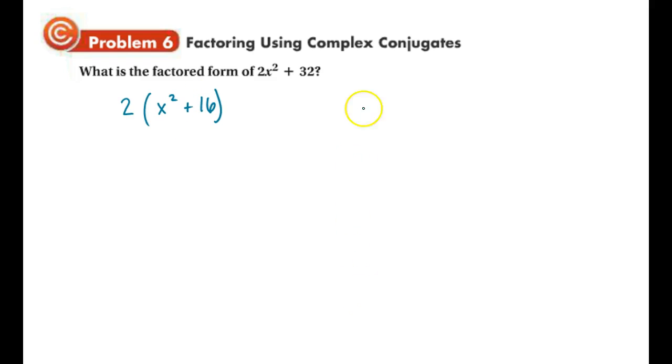This quadratic is of the form x squared plus k, where k is positive. K is greater than 0. And if you can recall from the beginning of the video, we will need to be using imaginary numbers to factor this expression. We're not able to use real numbers when factoring this.